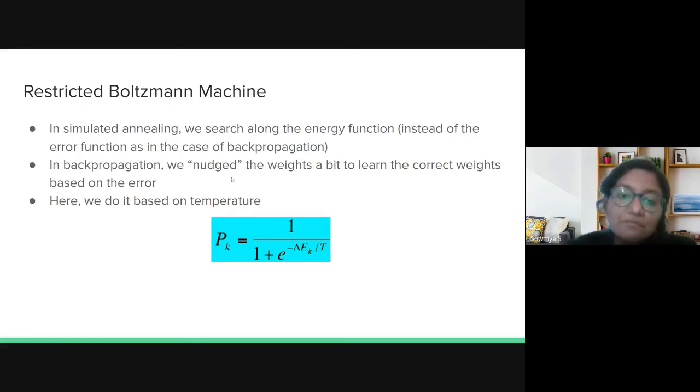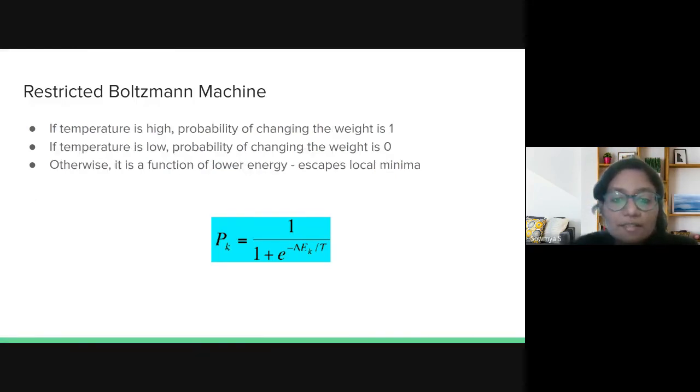So in backpropagation, we nudge the weights a bit to learn the correct weights. Here we do it based on a parameter known as temperature. Here I'll take the probability to be a function of both the energy and the temperature. Now temperature is a value you as a coder are setting, and you're going to reduce it rapidly from a very high value to a low value. So if my temperature is high, the probability of changing the weight is 1. If the temperature is low, the probability of changing the weight is 0.